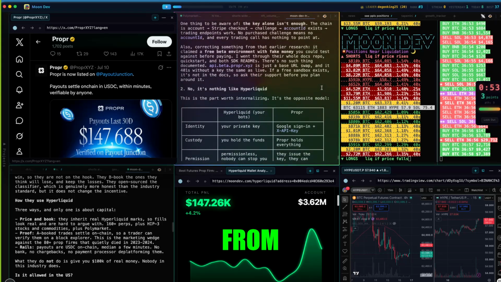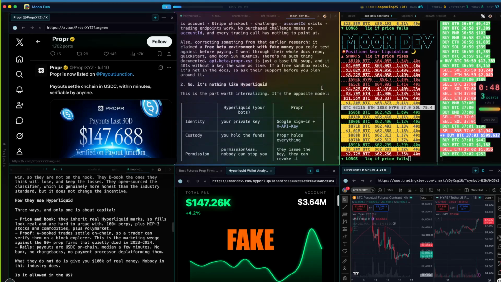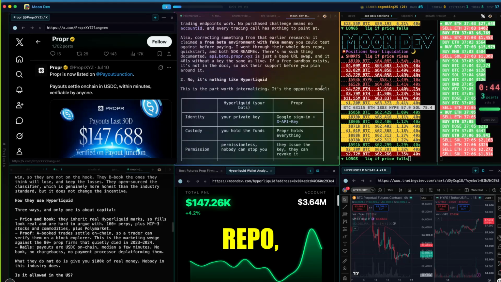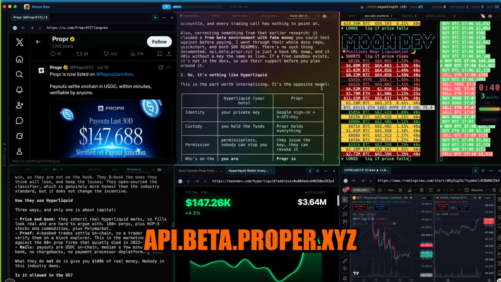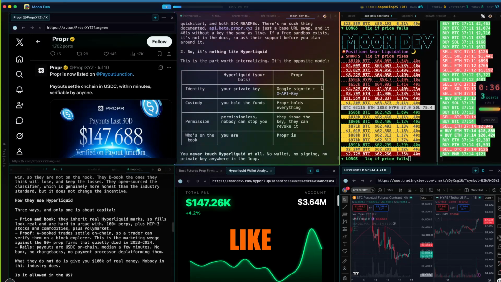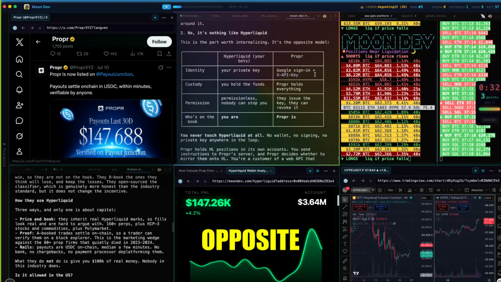Also, correcting something from the earlier research: it claimed a free beta environment with fake money you could test against before paying. I went through their whole docs, repo, quick start, and SDK. There's no such thing documented. api.beta.proper.xyz is just the URL base. It's nothing like Hyperliquid. This is the part worth internalizing. It's the opposite model.